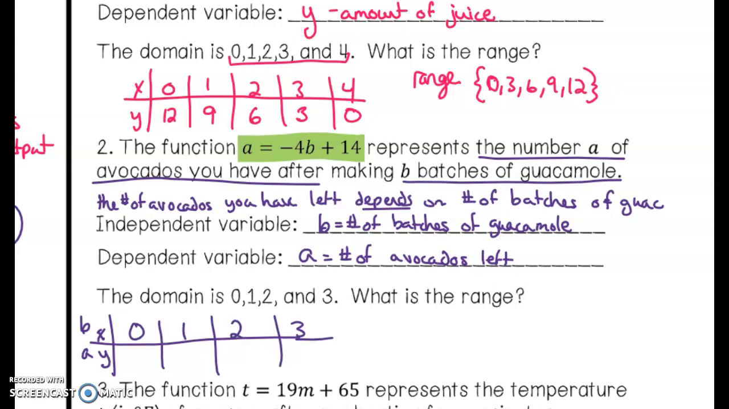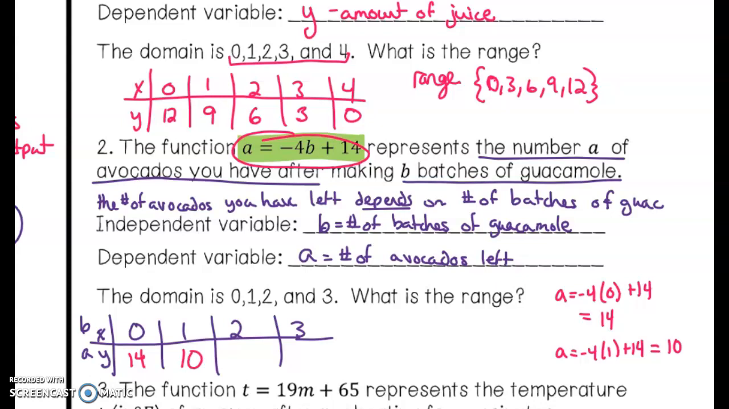So how we find the range is we just go back to that equation they gave us and we plug it in. So after I make 0 batches, I plug 0 in for B, and so I'm left with 14. So at 0 batches, I have 14 avocados. Now try it again, but plug in 1 for B. So if I plug in 1, feel free to use a calculator, I get 10. So after one batch of guacamole, I'm down to 10 avocados left.